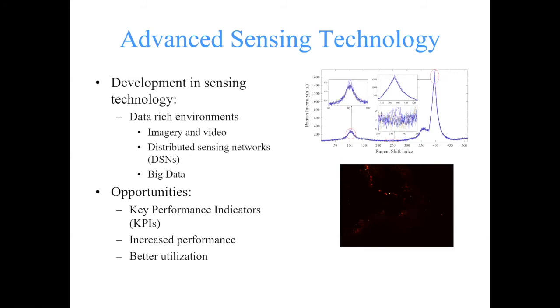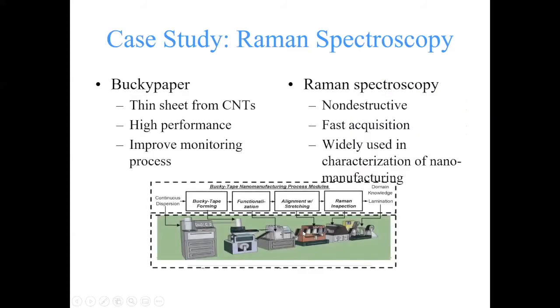And these types of data result in what we commonly hear these days, which is a contemporary area of research, which is big data, where you have a large amount of data and you're trying to analyze it and make sense of it. So the availability of data in abundance allows us to have many key performance indicators that can allow us to assess whether a process is going well or not, as well as give us the opportunity to increase the performance and to better utilize the resources that we have. But this comes with its own challenges.